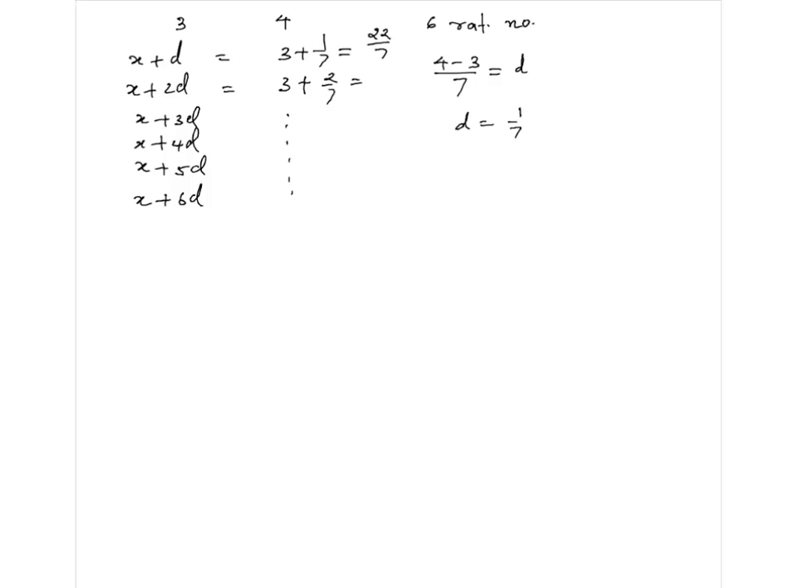So 23 by 7, 24 by 7, 25 by 7, 26 by 7. I hope others are also getting the same. Very well. Any questions? Let me know. 22 by 7 may remind you of pi. But 22 by 7 is a rational number, as you can see. Is pi a rational number? No, pi is not a rational number.